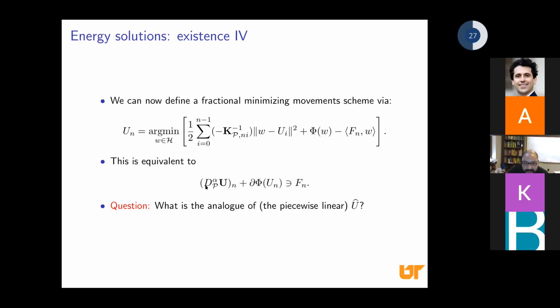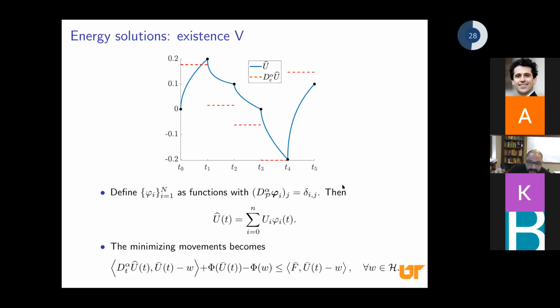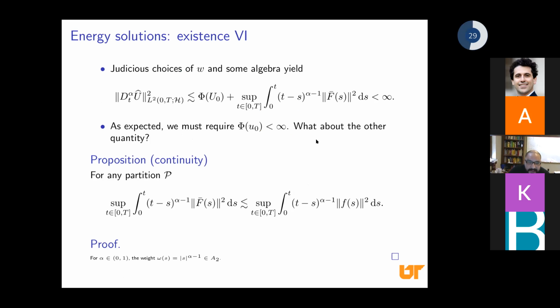Because now we can say that this, which is the optimality condition for the optimizing movements, or the minimizing movements, sorry, can become this evolution variational inequality, with the fact that now you have a Caputo derivative instead of a regular one. It's exactly the same that you had in the classical case. So you can play similar games and play with some test functions to get some good a priori estimates on the Caputo derivative of this interpolant.